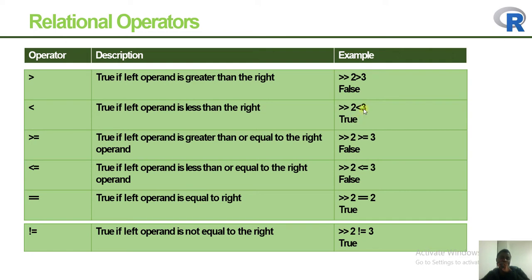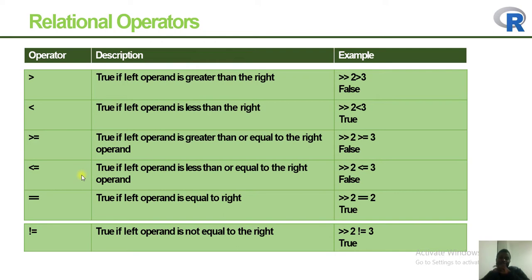So the reverse would have been the case if it is 3 less than 2. It would have been false. And so one of the ways we can write greater than or equals to in R is what we have done here. So this is 2 is greater than or equals to 3. This condition is wrong because 2 is not greater than 3. At the same time, 2 is not equals to 3. So this is false.